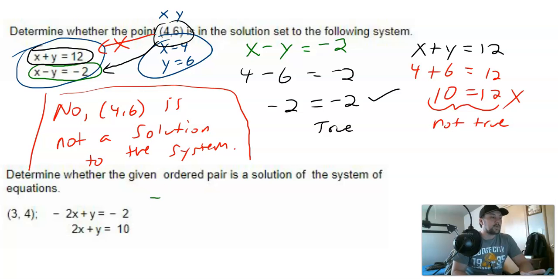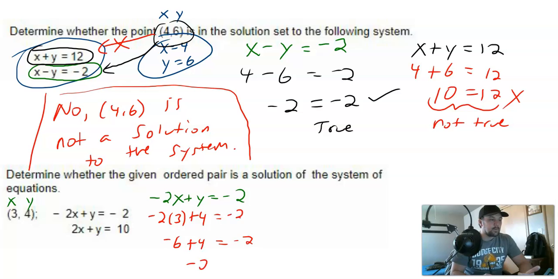All right, so let's check the first equation here. So we have x is equal to 3, y is equal to 4. So we'll check the top equation. I guess I'll just go ahead and write it out. We have -2x plus y equals -2. We're going to plug these numbers in. So we'll have -2 times 3 for x plus 4 for y. That's going to give me -6 plus 4, which gives me -2 equals -2.